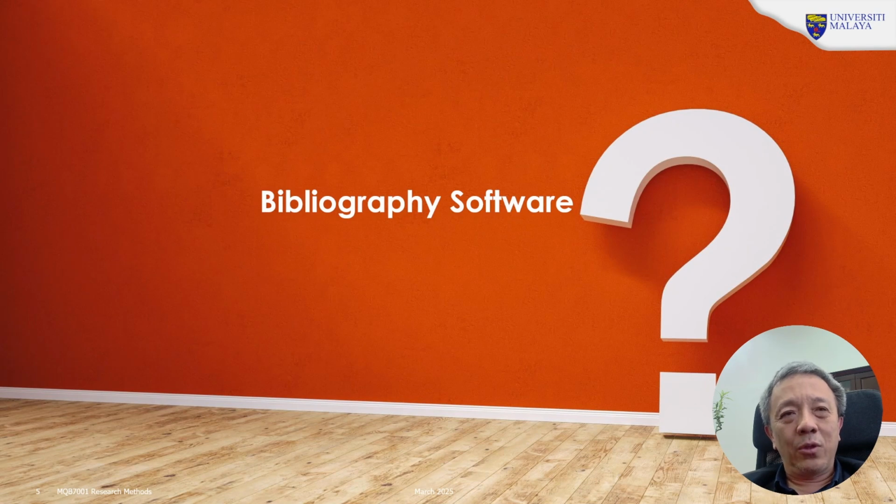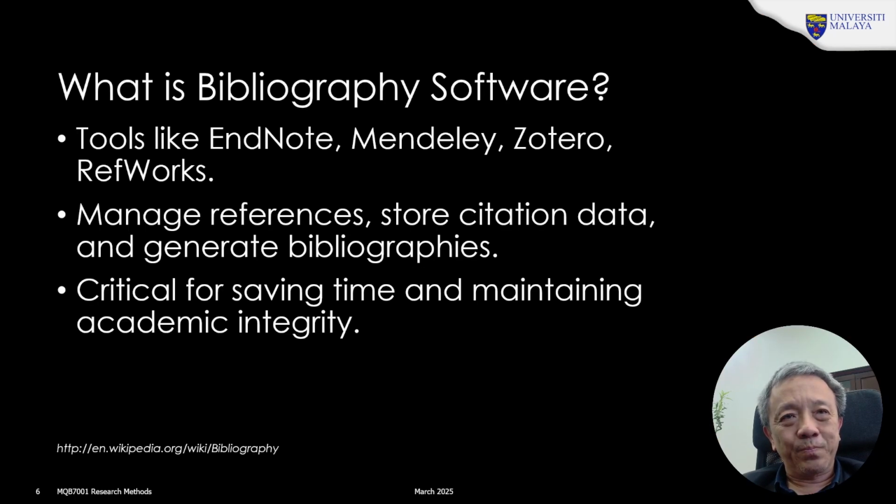Let us delve into bibliography software. There are several types of bibliography software available. We will just discuss a few of them. The bibliography software available includes tools like EndNote, Mendeley, Zotero, and RefWorks. They actually manage references, store citation data, and generate bibliographies. It is critical for saving time and maintaining academic integrity.